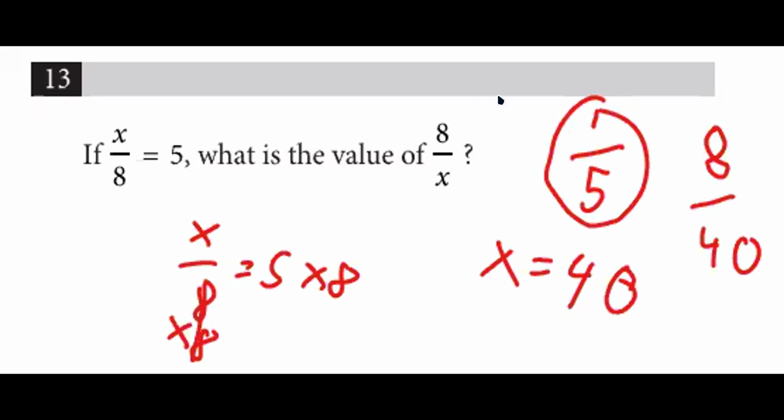So the correct answer is 1/5. You could have also entered 0.2. These are both correct answers that are accepted on the test.